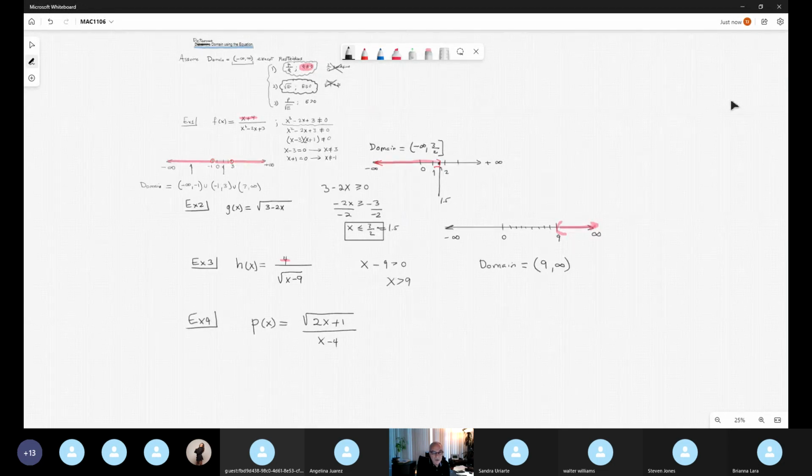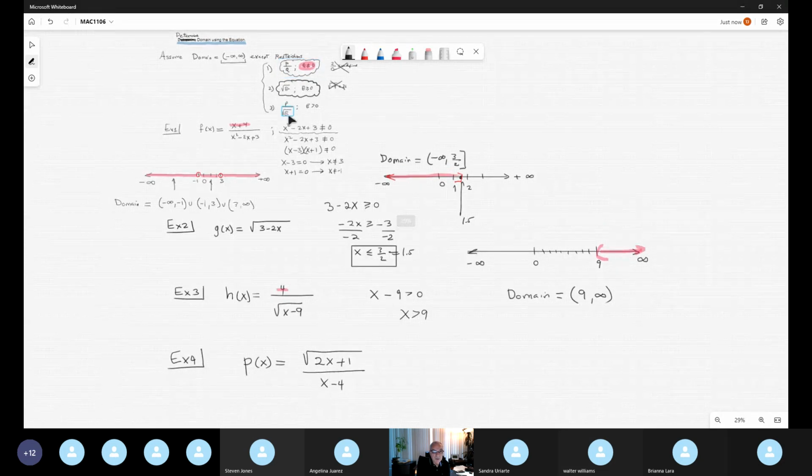Remember, restriction 1 is division. Restriction 2 is square root in the top. Restriction 3 is square root in the bottom. But it's going to be 2 restrictions. 2 and what? 1, 2 and 3? No, it's 1. It's division. You divide by x minus 4. It's like the first one.